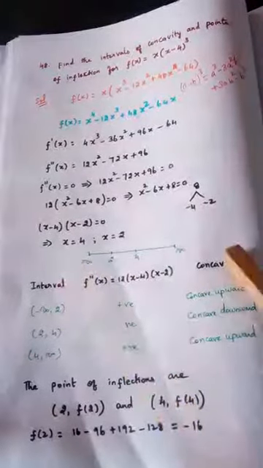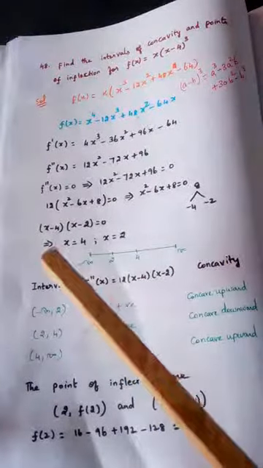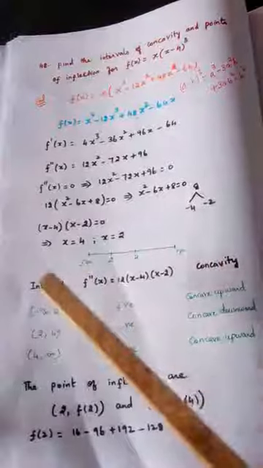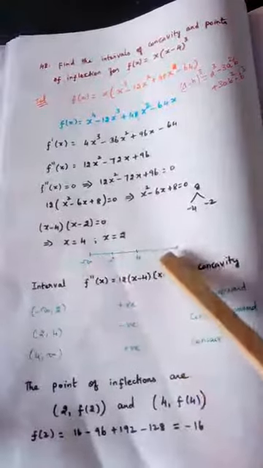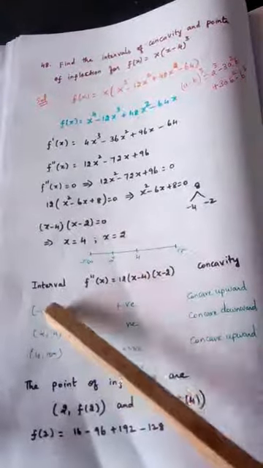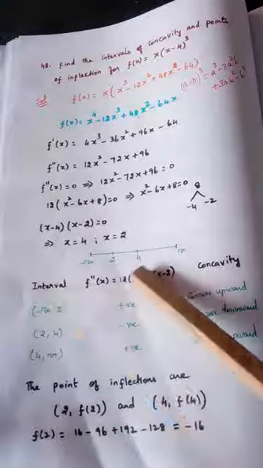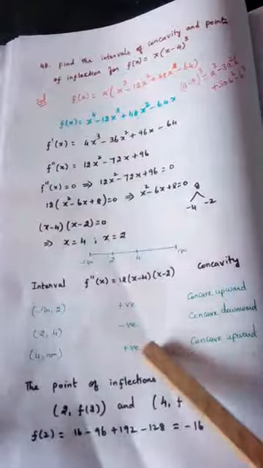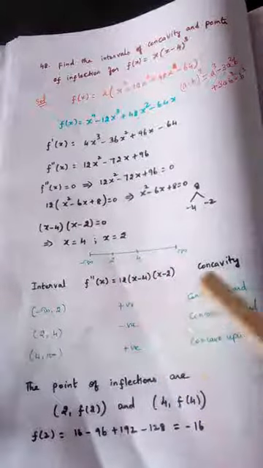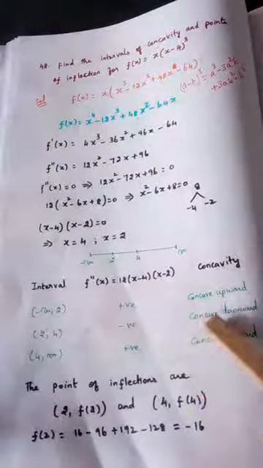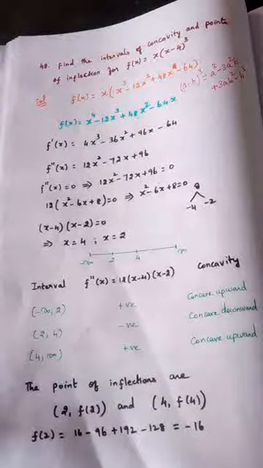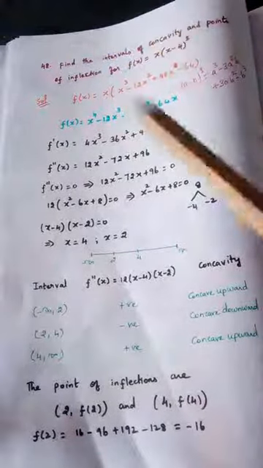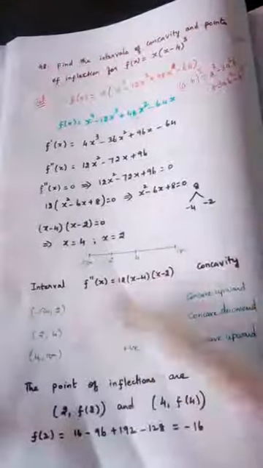Form the table. Table contains 3 columns. One is interval, f double dash of x, concavity. 3 intervals we got here. So we have written 3 intervals. One number from each interval should be substituted in f double dash of x, and we will check only for the symbols. If positive answer comes, concave upward. Negative answer comes, concave downward. So this is the concept. So first thing is over. Find the intervals of concavity. These are the intervals of concavity.